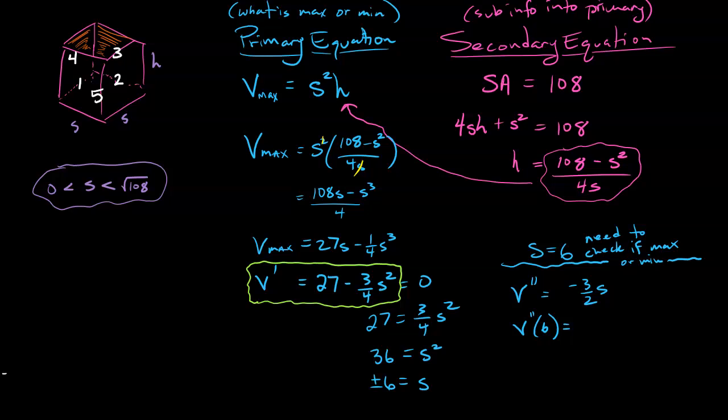And that would give me a negative answer, which would mean concave down, which is good because I knew it was supposed to be that. Concave down at a critical number tells me that that is a max.